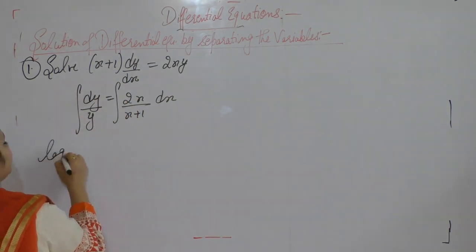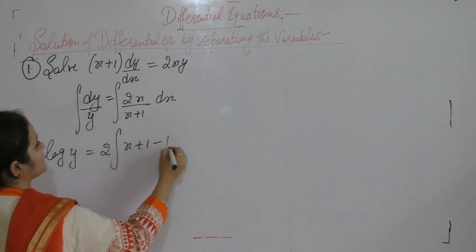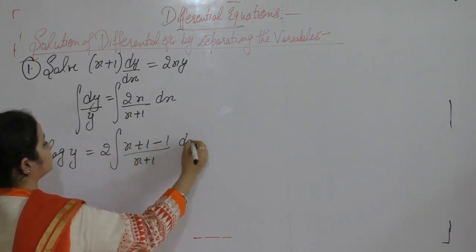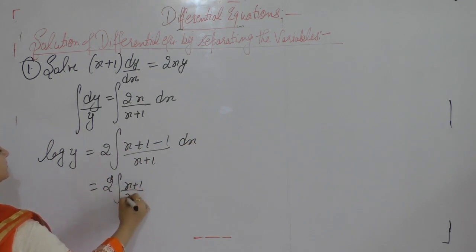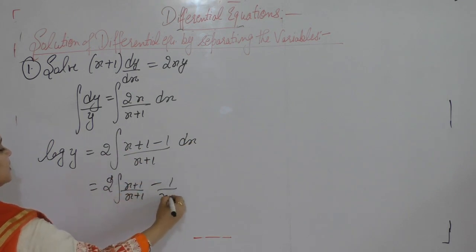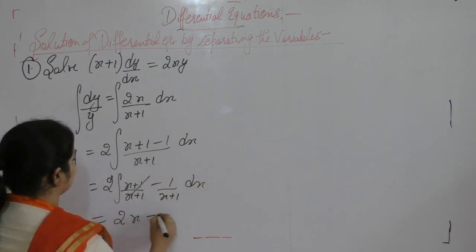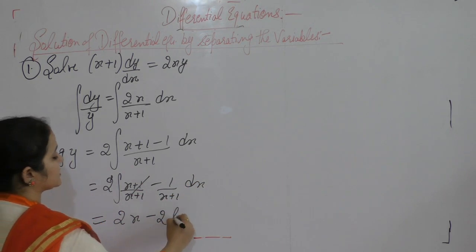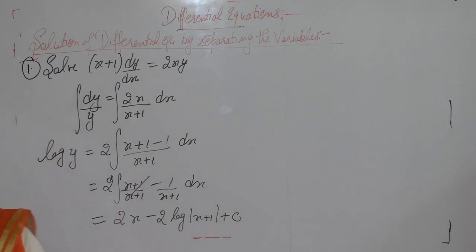Integral of 1 upon y is log y. 2 is constant. Add and subtract 1 here: (x + 1) upon (x + 1) minus 1 upon (x + 1). Integral of 1 is x. Integral of 1 upon x plus 1 is log of (x + 1) plus c.